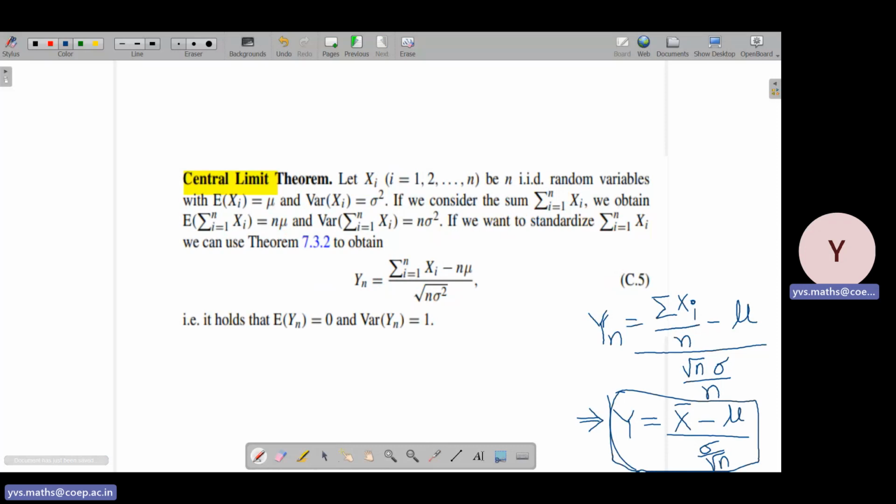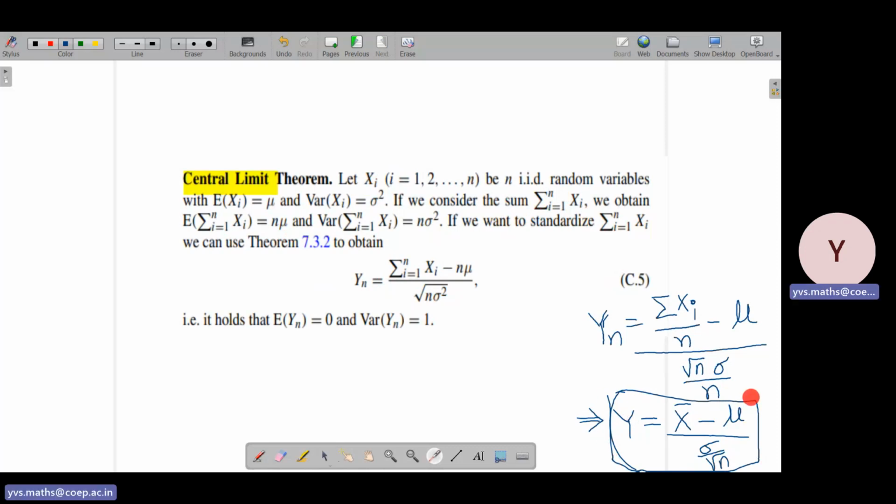What the central limit theorem says is that X bar is also a random variable which follows a normal distribution with mean equal to mu and standard deviation equal to sigma by root n. Therefore, capital Y, which is X bar minus mu upon sigma by root n, is the standard normal random variable. So this is the structure of the distribution which is followed by X bar. X bar follows a normal distribution with mean mu and standard deviation sigma by root n, and therefore Y is a standard normal random variable.